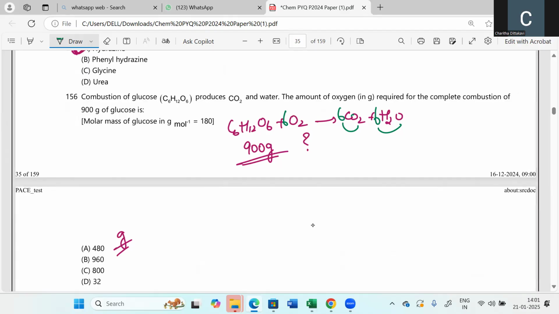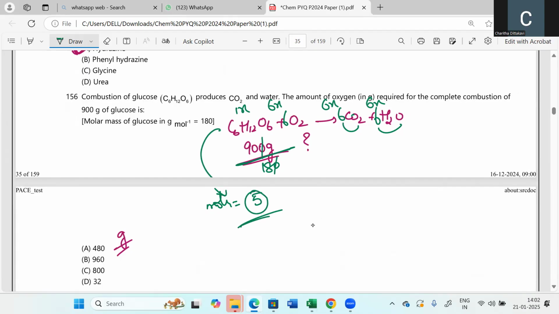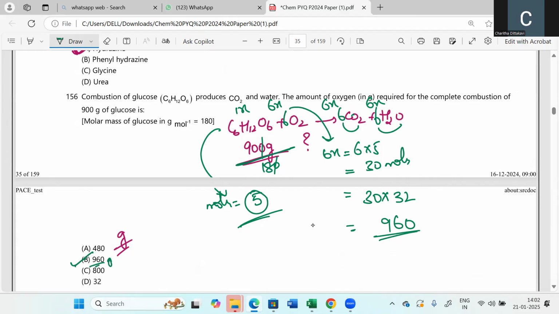Now this is 1x and this is 6x, this is 6x, this is 6x, because according to the molar ratio we will go. And moles is always given mass by molar mass. Given mass is 900, by molar mass 180, so this would be your 5 moles. So 1x is equal to 5 moles. So we need 6x, which means 6 into 5, which is 30 moles. And 30 moles will be 30 into 32, right? 0, 2, 3 are 6, 960 is the answer. 960 grams is the answer for this.